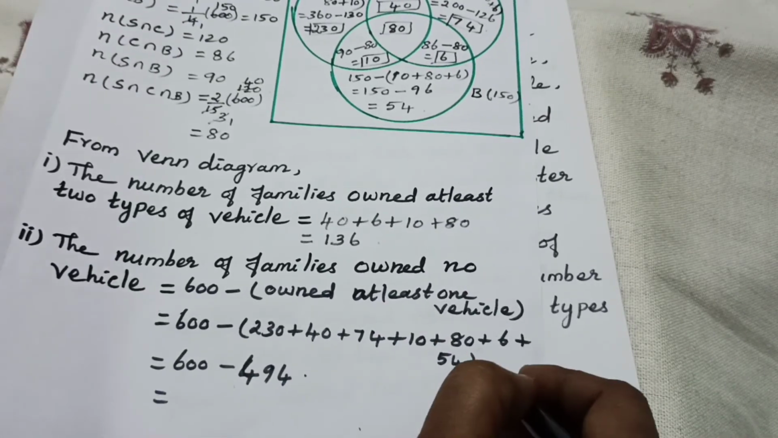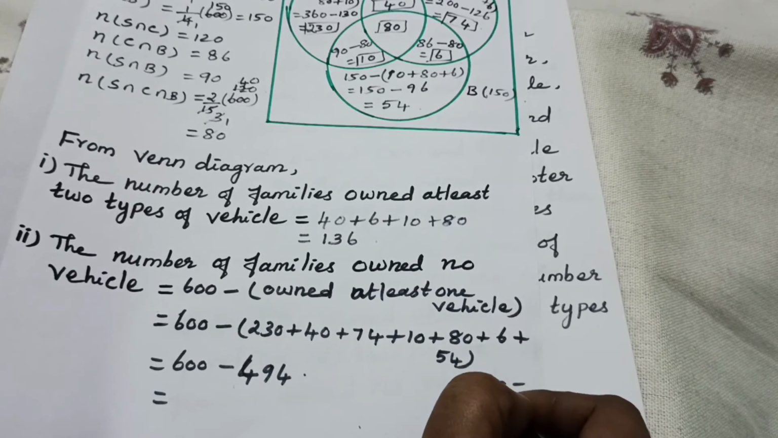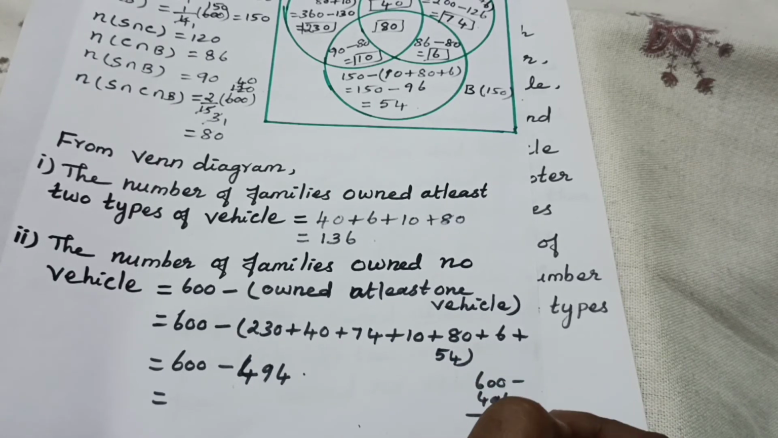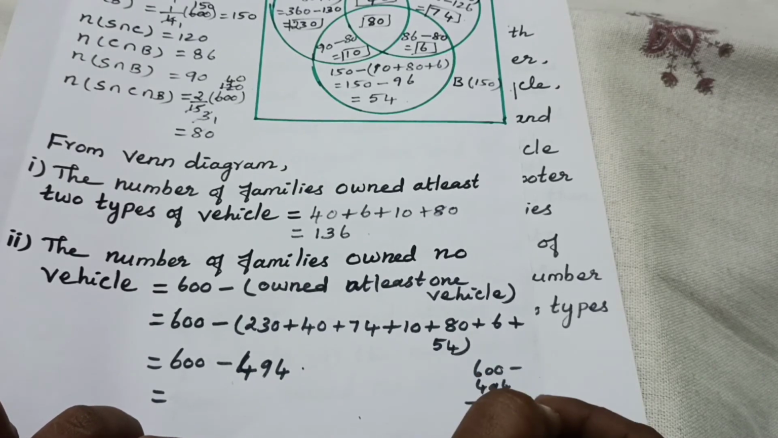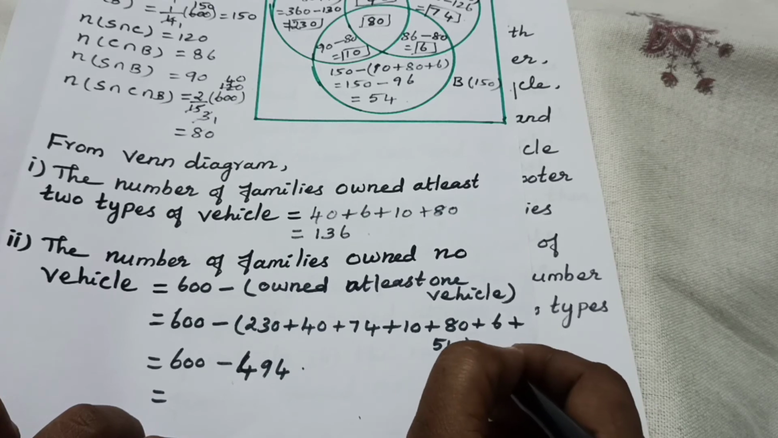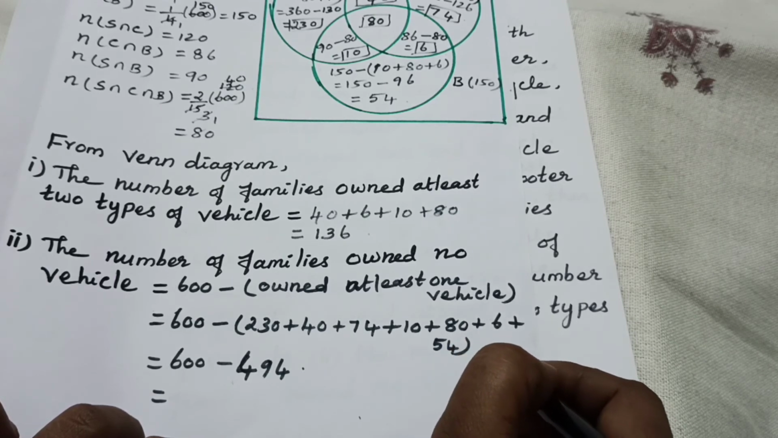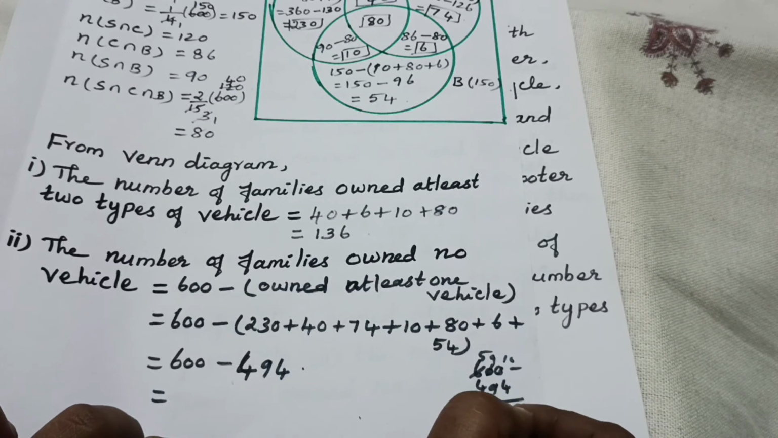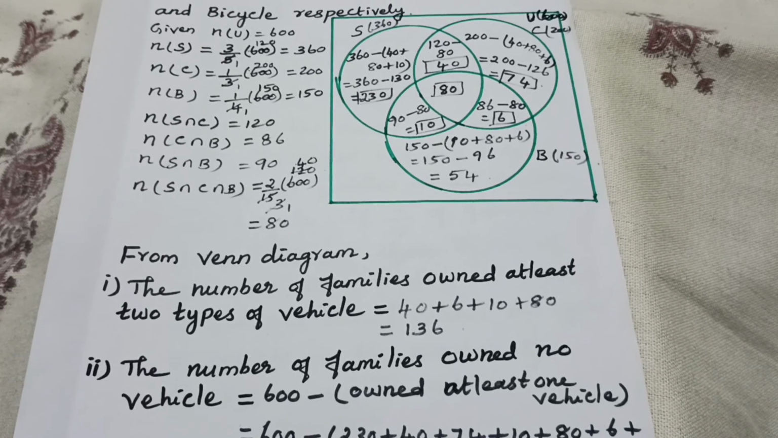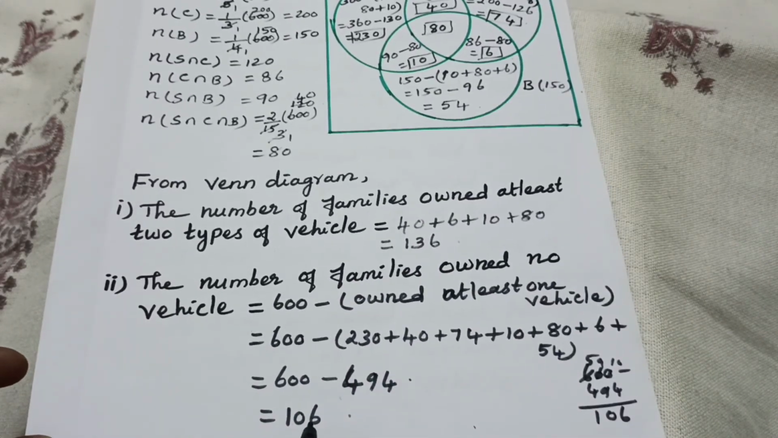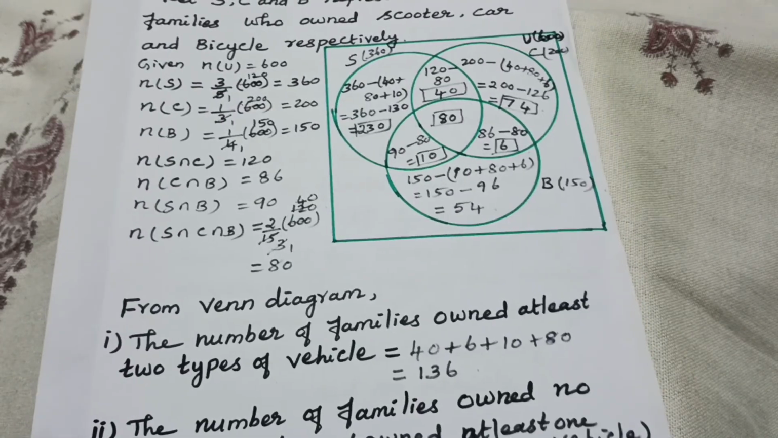Then this to subtract means 600 minus 494. Then subtract, here 6 will come, then 0, here 9 will come, isn't it? From here borrow 5, then here also 9, then 0, then 106, isn't it? Then here 106 is the answer. Okay, number of families that own no vehicle, how many of them did not use a vehicle? That is 106 families. Okay, have you understood?